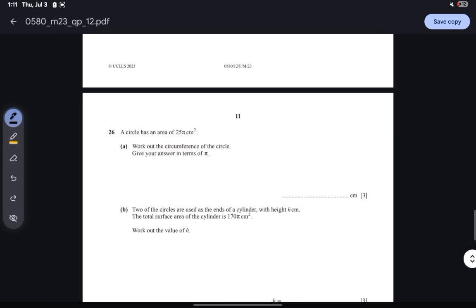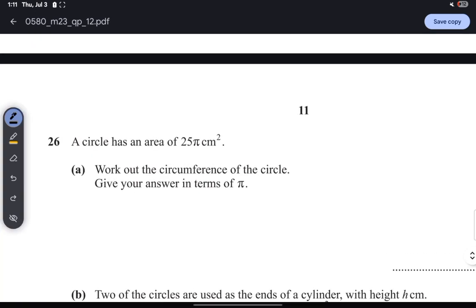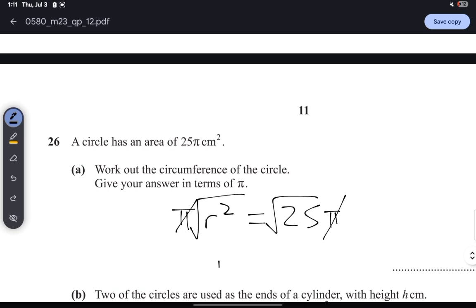Number 26, the circle has an area of 25 pi square centimeters. Work out the circumference of the circle. So we know that area of a circle is pi r squared. So if the area is 25 pi, that's the area. We cancel out pi because it's common on both sides. Then r squared is equals to 25. So for us to get r, we square root both sides. So r is equals to 5.